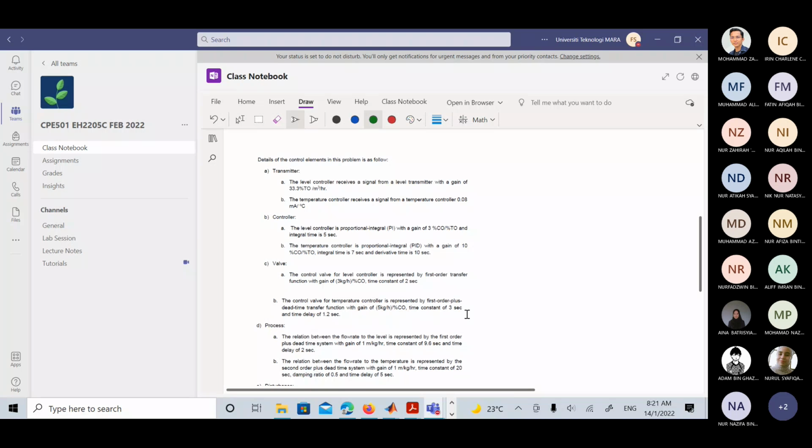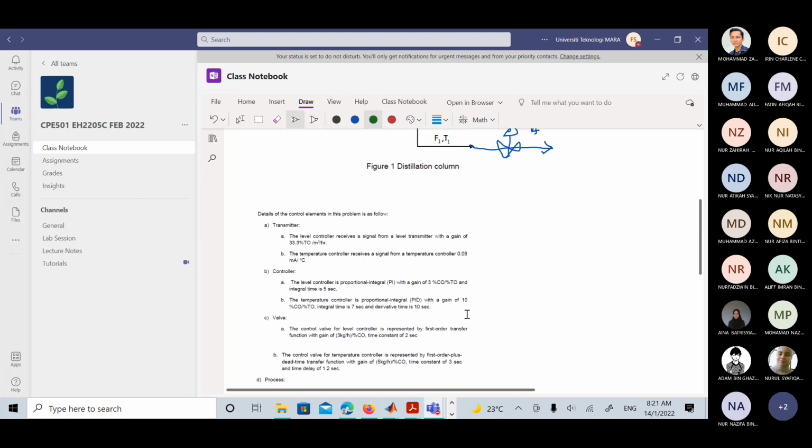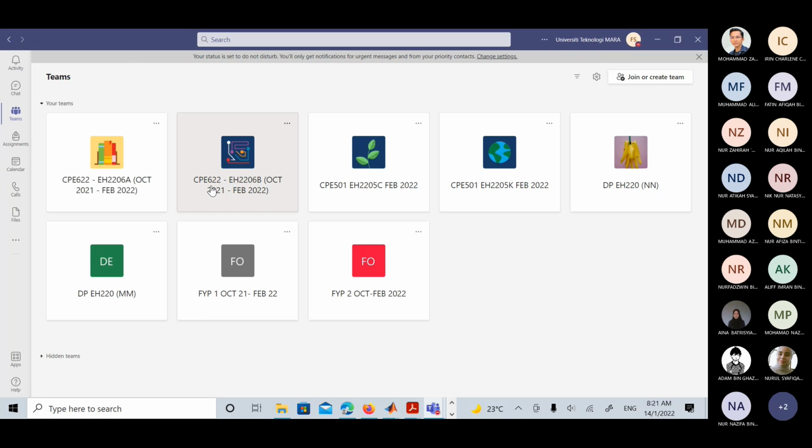Can you show me what is the loop of the block diagram? Can you show me? Wait a moment. I'll be back.